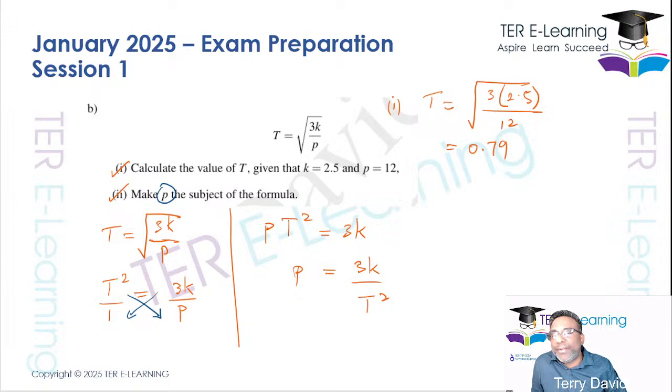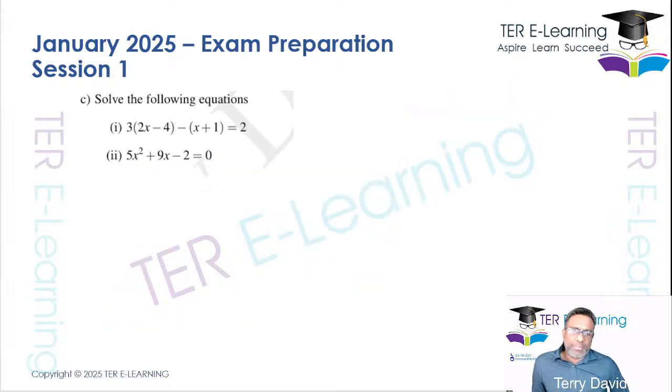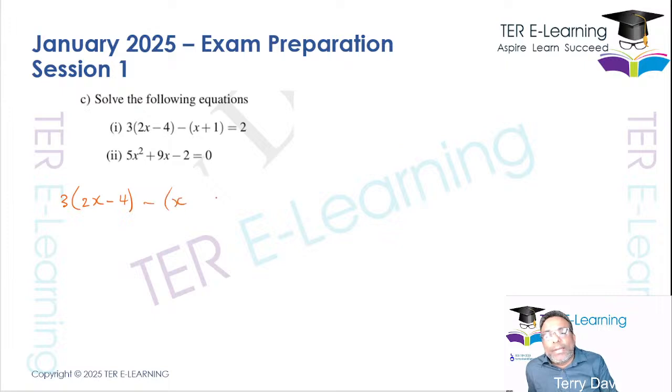Let's see what else we have here. Part C, we have two equations here that we're trying to solve. The first one is 3 open brackets 2x minus 4, close brackets, minus open brackets x plus 1, sorry, is equal to 2. Some of you might be looking at this and thinking, wow, this question is really easy. But I've seen students struggle to work out problems like this. Whenever you have an equation similar to this, the first thing we need to do is to remove the brackets.